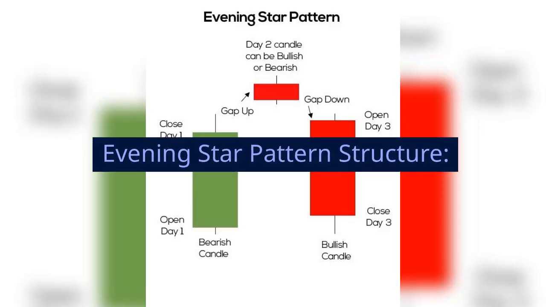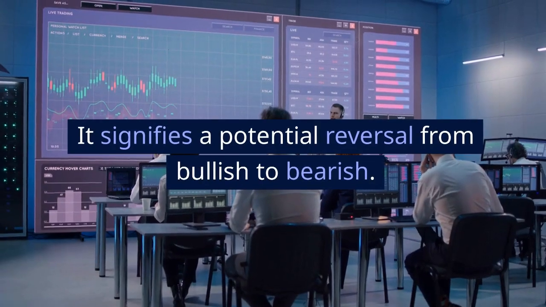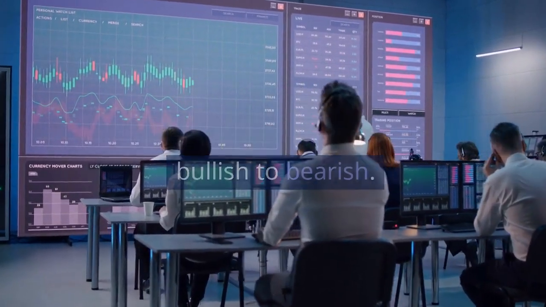Evening Star Pattern Structure. The Evening Star Pattern is a three-candle formation that occurs after an uptrend. It signifies a potential reversal from bullish to bearish.